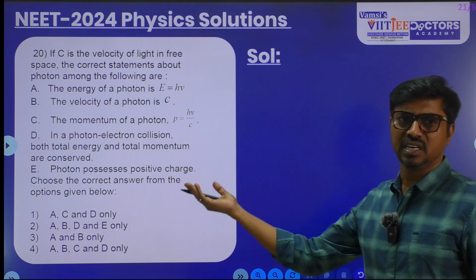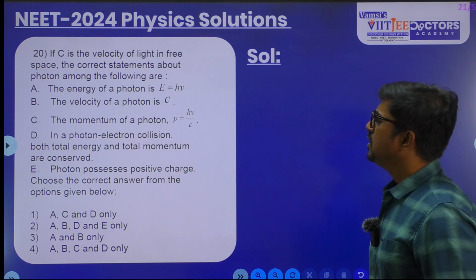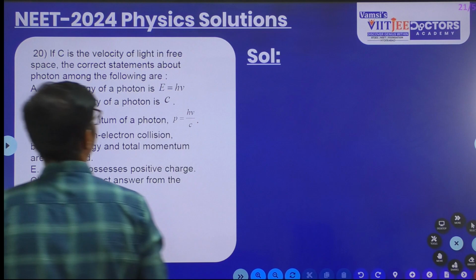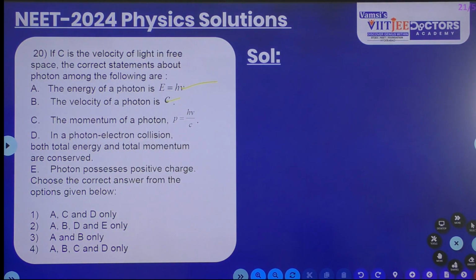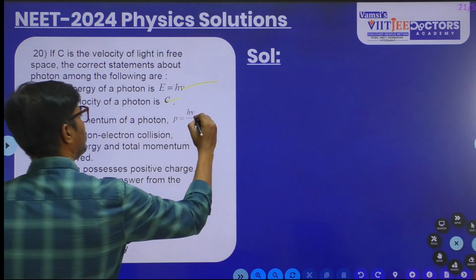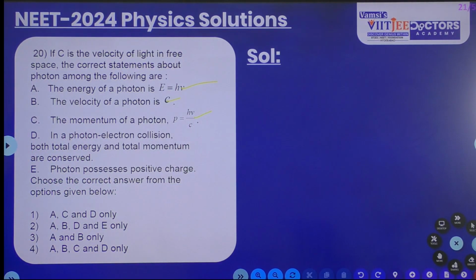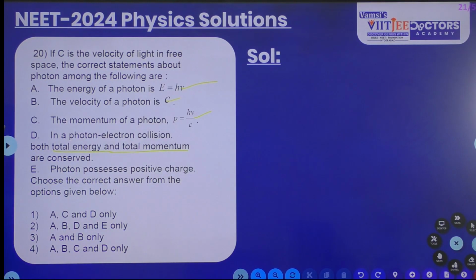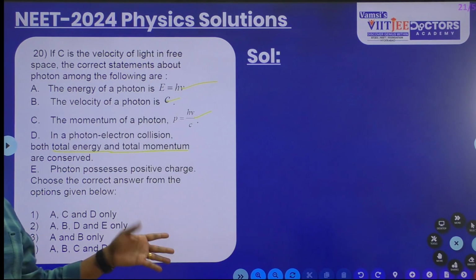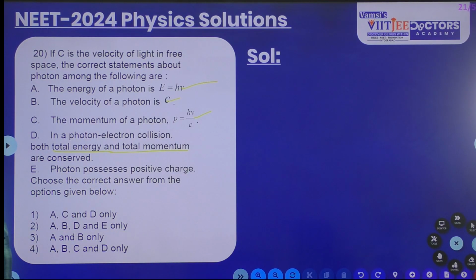This is directly NCERT pointer to pointer statements. Take that. The energy of the photon is E equal to h nu, that is correct. Velocity of the photon is C, correct. Momentum of the photon equal to h by lambda, that is equal to h nu by C, that is also correct. In a photon electron collision, total energy has to be conserved, momentum has to be conserved, except in nuclear reactions. In nuclear reactions, mass and energy together has to be conserved. Otherwise, everywhere energy is conserved. So momentum is conserved always. Until today, there is no situation where momentum conservation is violated.